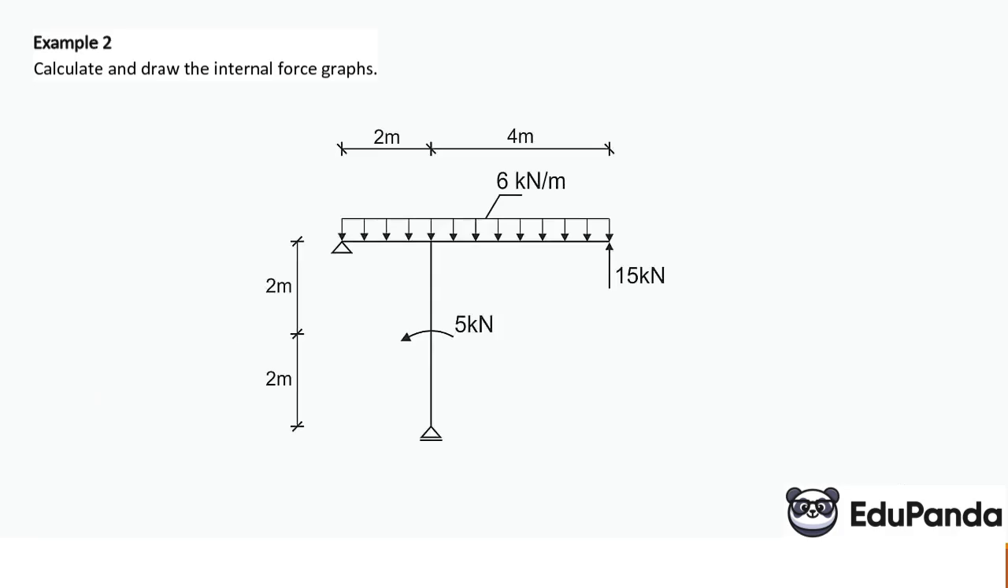We have an example. Calculate and draw the internal force graphs. The frame is a bit more complicated than in the previous example. We have a continuous load from above, a concentrated force on the right part of the frame, and a leftward moment. Dimensions are 2 by 2 and 2 by 4.